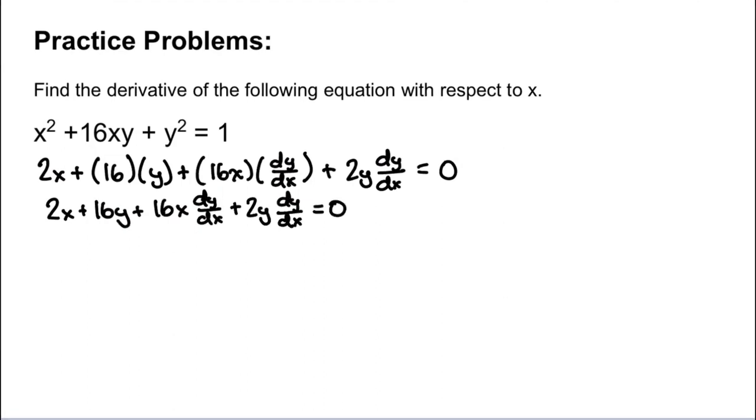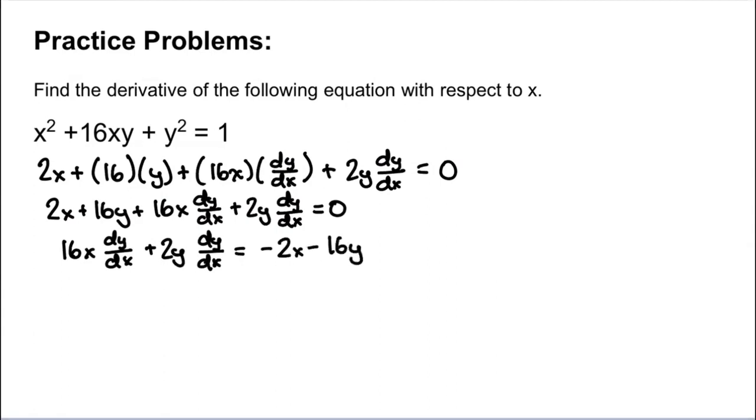So now we want to isolate dy dx, so we're going to move every term that does not have a dy dx attached to it to the other side. So we're going to have 16x dy dx plus 2y dy dx is equal to negative 2x minus 16y. I just moved these terms to this side of the equation. And so now, in order to further isolate dy dx, we're going to factor it out. So we're going to have dy dx times 16x plus 2y is equal to negative 2x minus 16y.